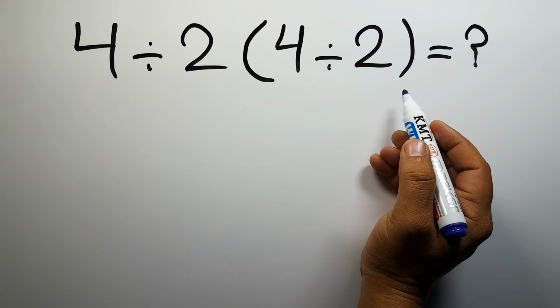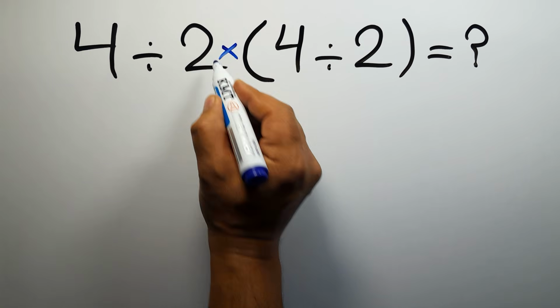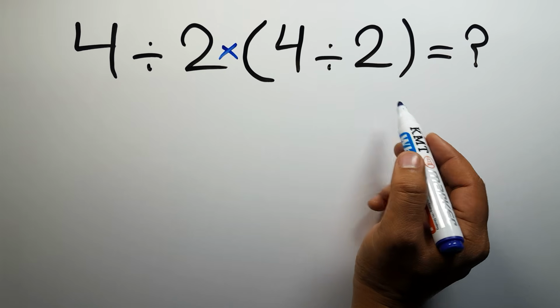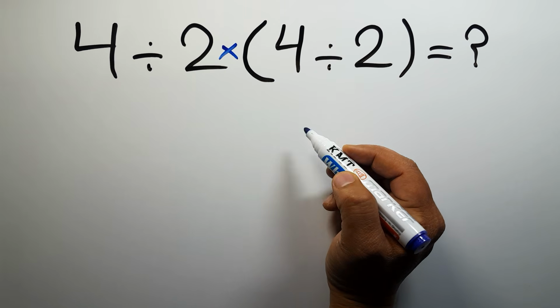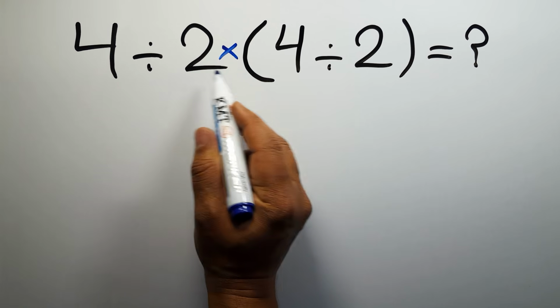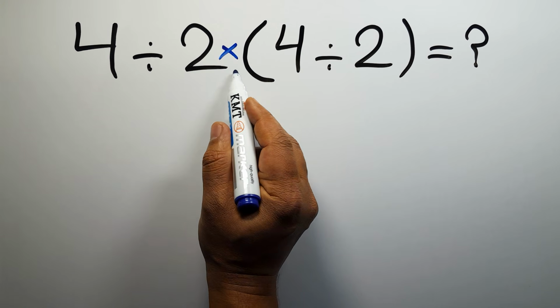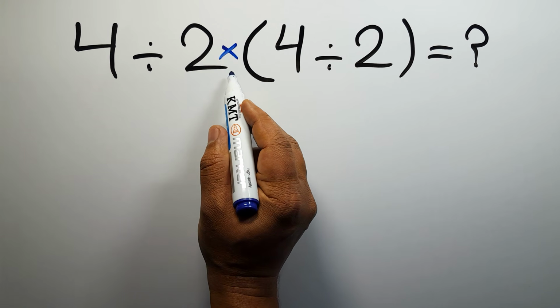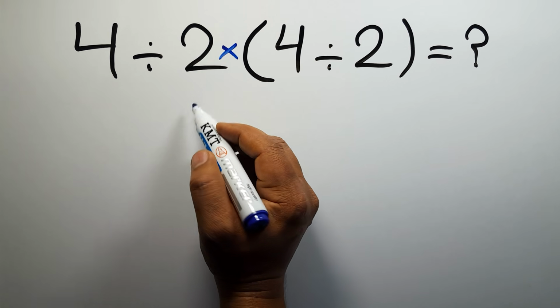In this expression, we have one division, one multiplication, and one parentheses. Inside this parentheses, we have one division. Here we have a multiplication because in mathematics, when a number is placed next to parentheses, it means multiplication, and we usually don't write the multiplication sign for brevity.